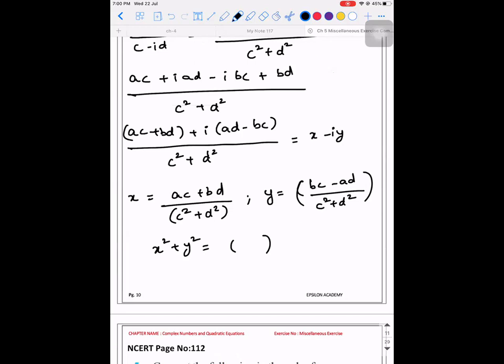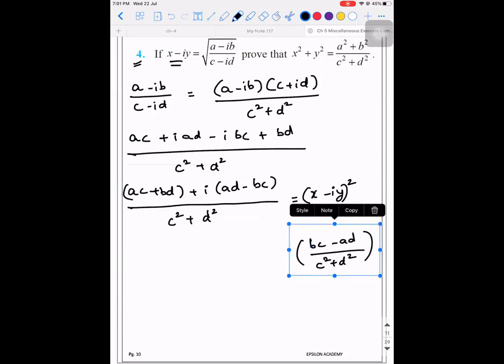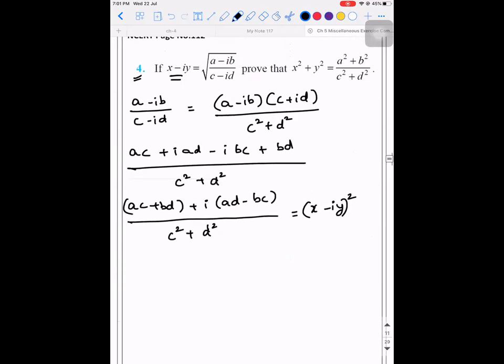Sir, doubt, sir. Yeah, tell me. In the starting itself, we squared it, right, sir? Oh, in the starting we didn't square it, no? Then this will be x minus iy the whole square. I'm sorry, I was wrong. Now is it clear?